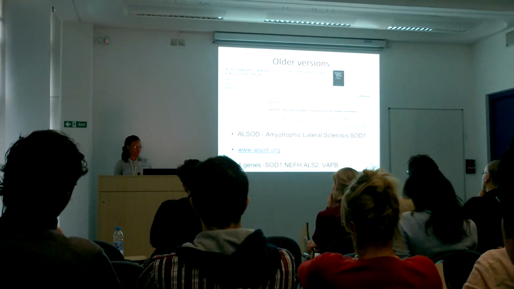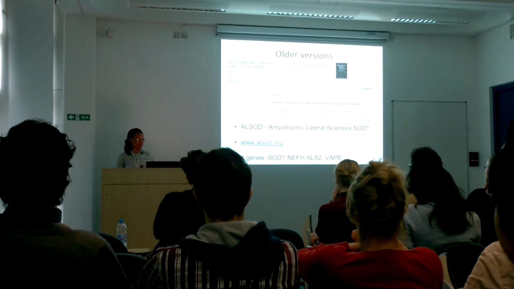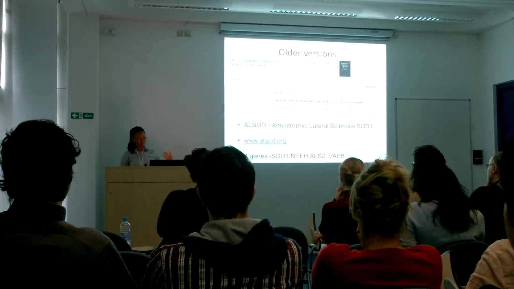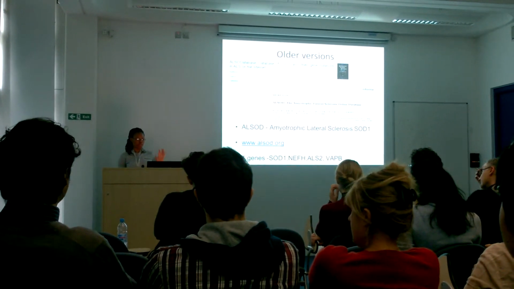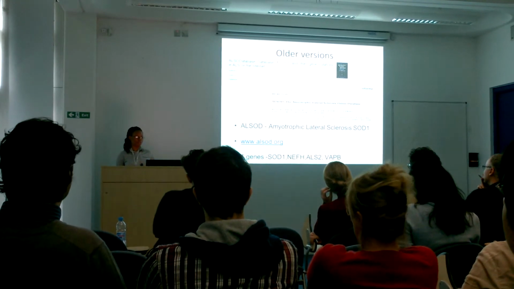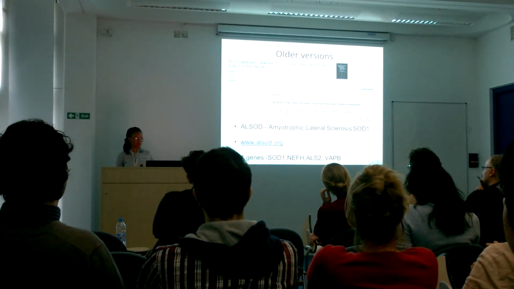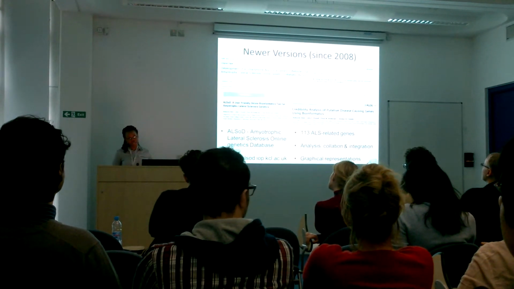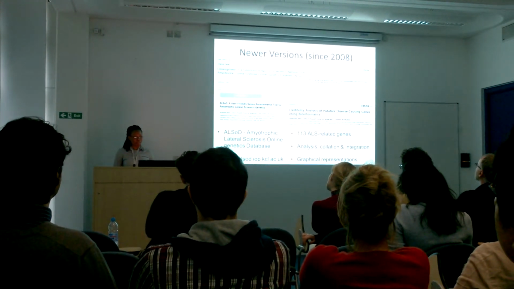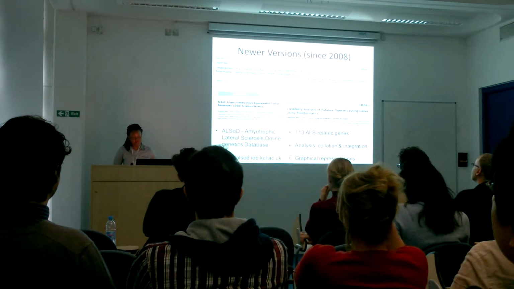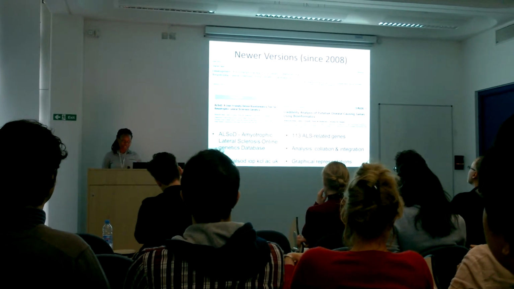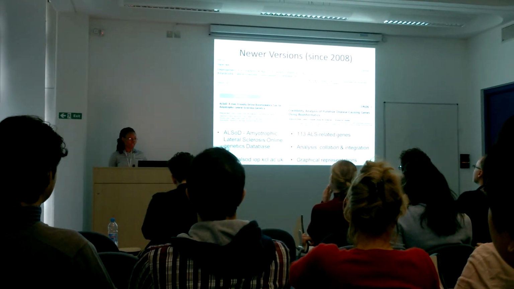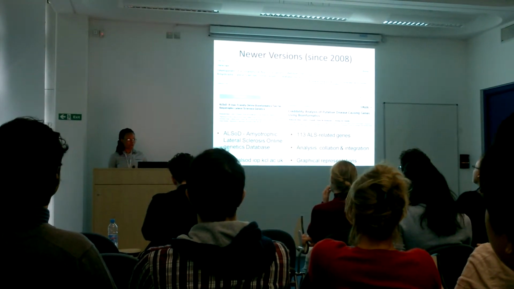It was on the old URL ALSoD.org, and as time went on, 4 genes were added, and from where I took off, there were just 4 genes on the database. But the newer version since 2008 is known as the Amyotrophic Lateral Sclerosis Online Genetics Database with a small o, not just for SOD1 anymore.